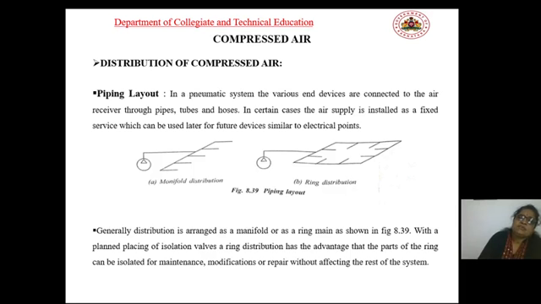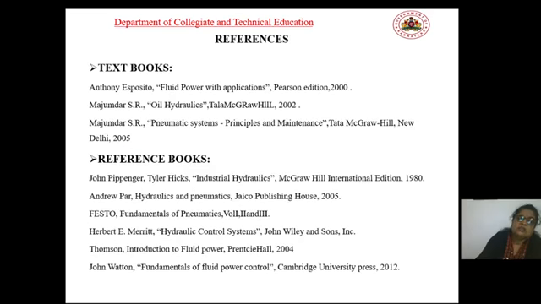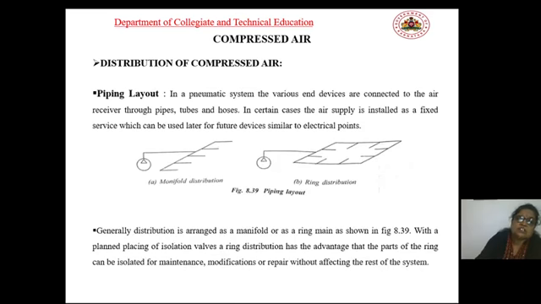The last topic here is the distribution of compressed air. This is one piping layout. In a pneumatic system, the various end devices are connected to the air receiver through pipes. There are two methods: one is manifold distribution, the other is ring distribution.